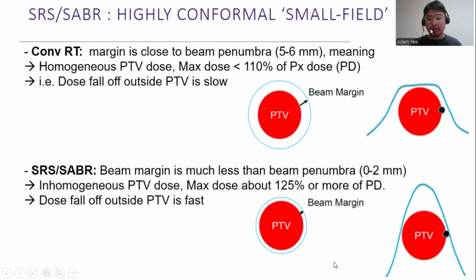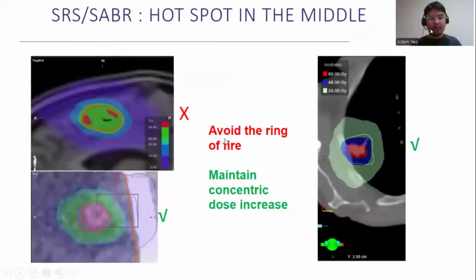Also, it's often non-isotropic. So this is one of the take-home messages: inside the PTV the dose is not only heterogeneous but also much greater, 20 to 40% greater than the prescription dose inside the target in the middle of the PTV here. So we try to avoid the ring of fire, that is the hot spot at the edge of the PTV, which is an example here. The aim is to avoid the ring of fire and maintain the concentric hotspot. Therefore, we achieve the concentric dose increase from outside the PTV to the center of the PTV, shown in this example in SRS as well as SABR.